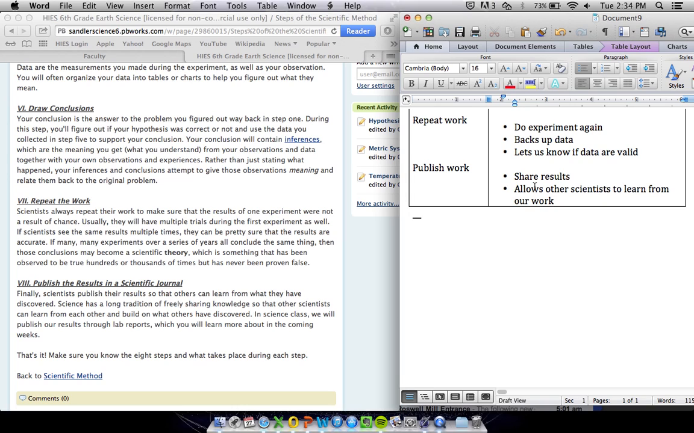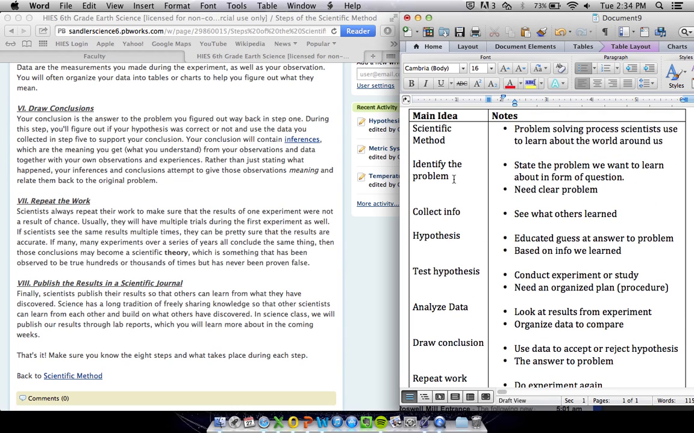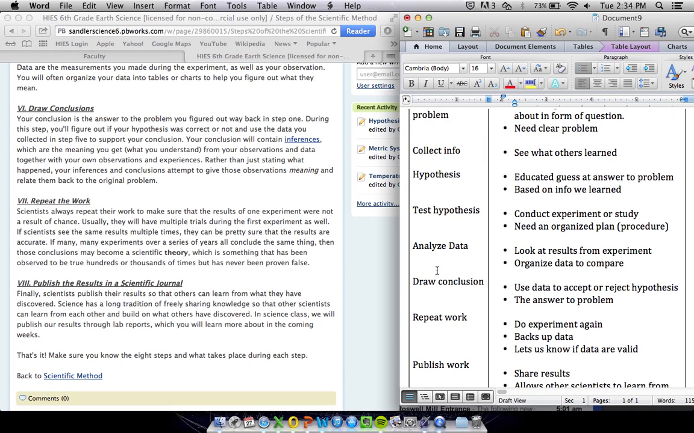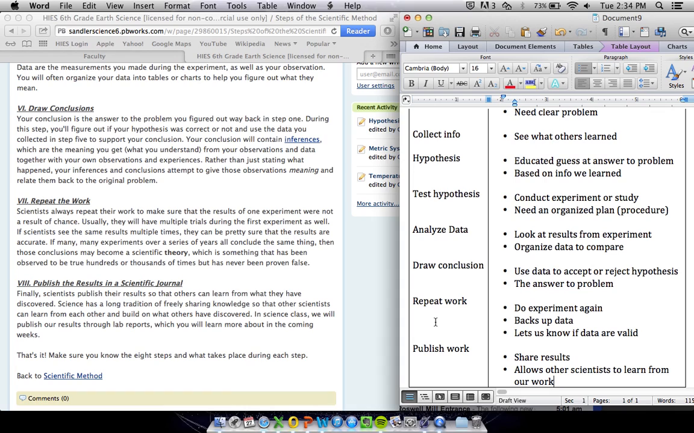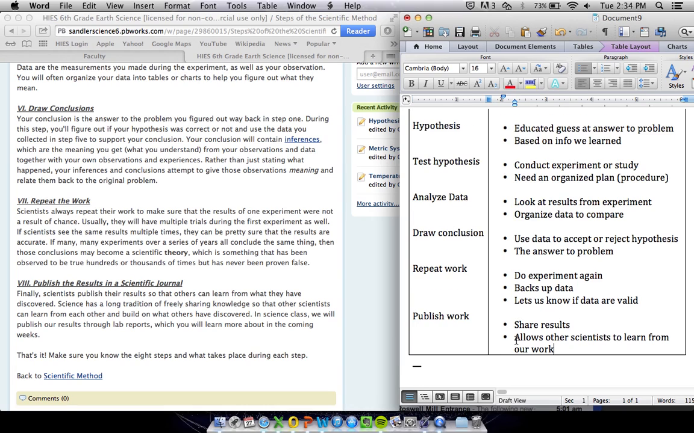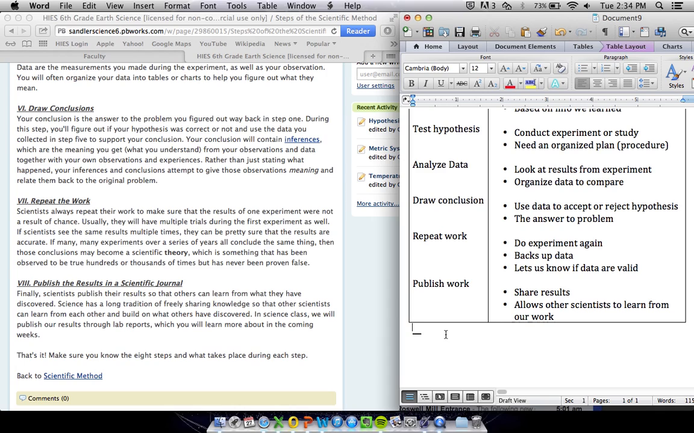So those are the 8 steps to the scientific method. Identify the problem, collect info, form a hypothesis, test our hypothesis, analyze the data, draw conclusions, repeat work, and publish your work. We will go over this in class next week after the break, and make sure that you write a summary at the bottom. Two to three sentences in your own words, and I will see you guys tomorrow.